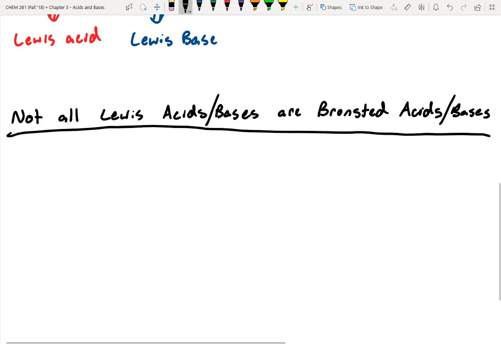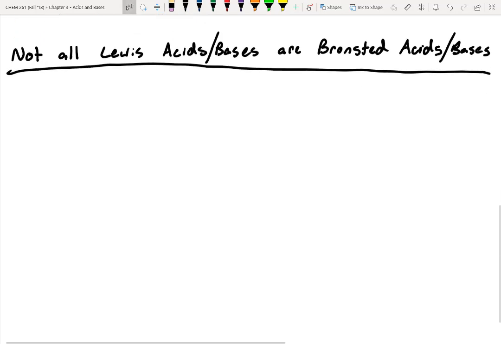How do we define a Bronsted acid and base? Well, we said that involves movement of protons. So maybe there's some acid-base chemistry where we don't move protons around. And there's a few classic examples of this. Let's consider ammonia plus BH3. This is borane. This is actually an acid-base reaction, and let's try to figure out what's going on here.